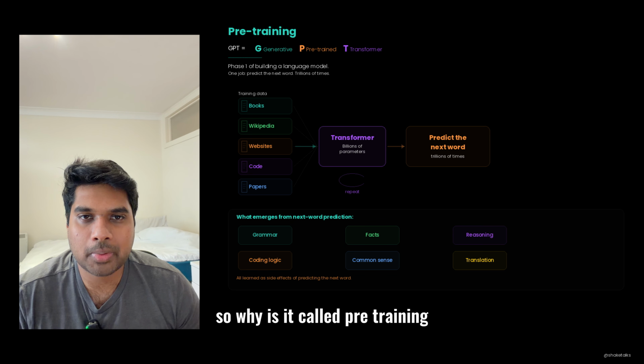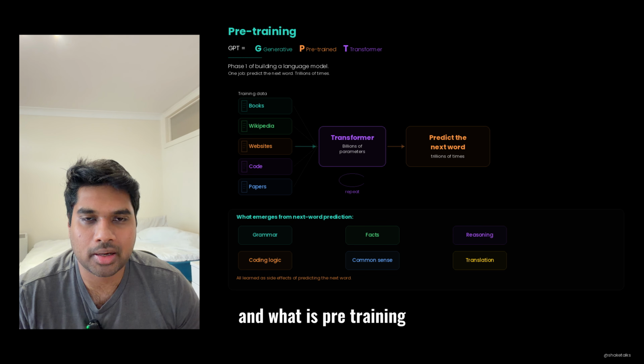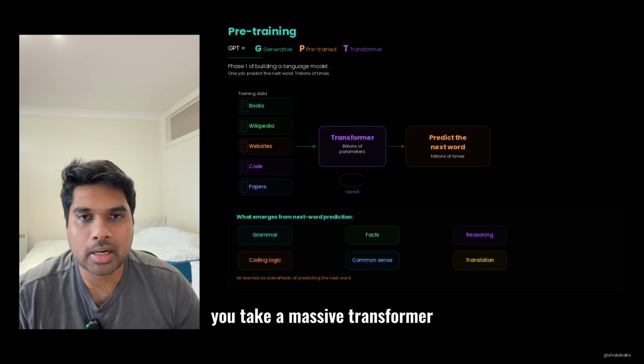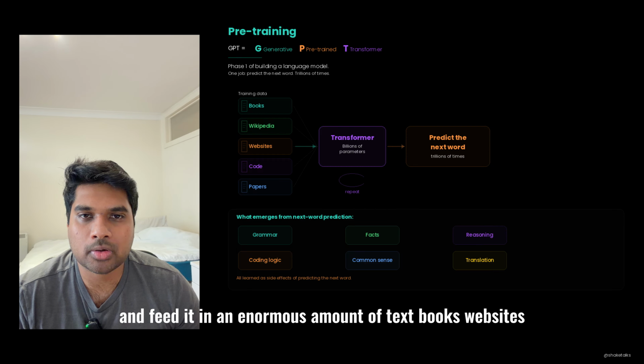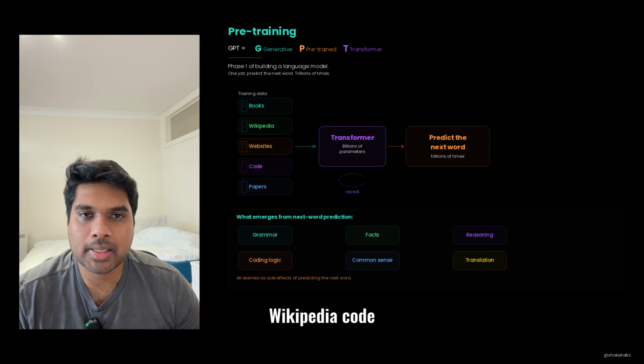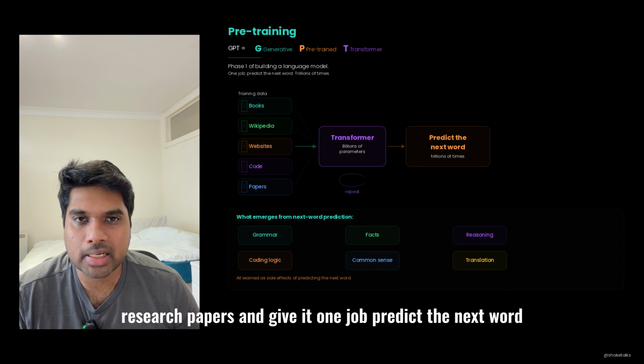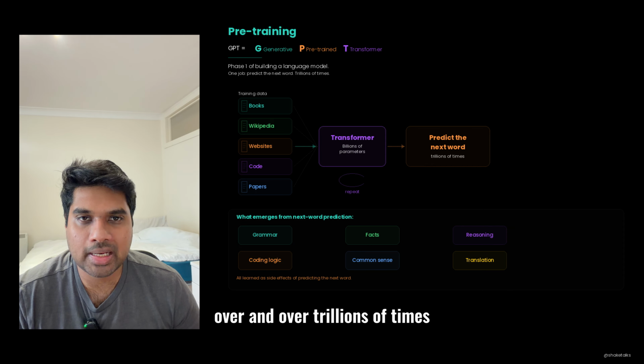So why is it called pre-training? And what is pre-training? Pre-training is the first phase of building a language model. You take a massive transformer and feed it an enormous amount of text, books, websites, Wikipedia, code, research papers, and give it one job: predict the next word over and over, trillions of times.